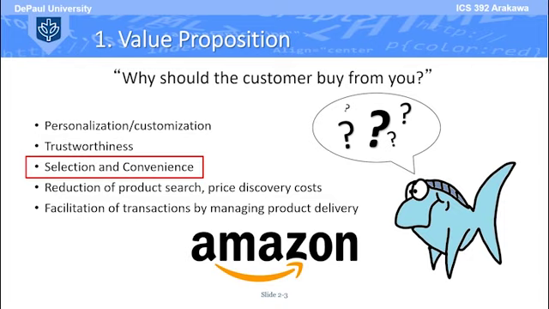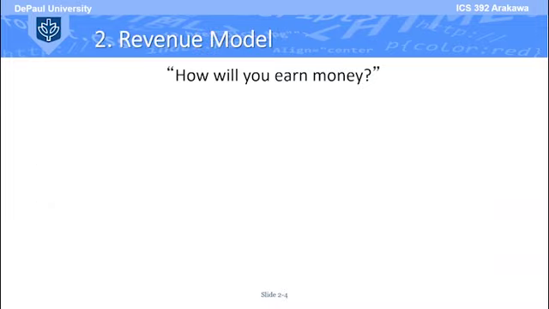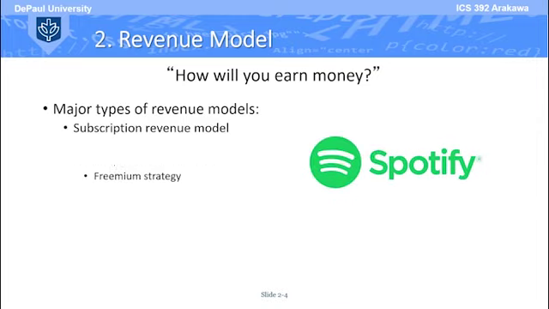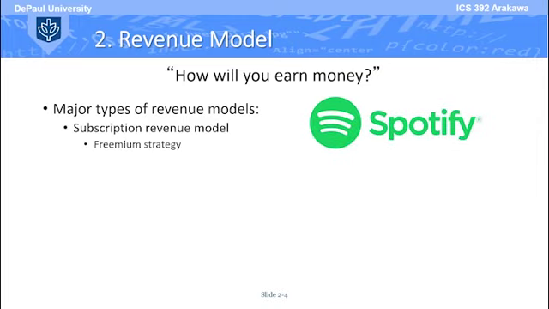Now we need to figure out how we're going to make money. So we're going to take a look at a couple of different models here. One of those is called a subscription revenue model, and that is where you pay a fee, like on Hulu. You have to pay a little bit of money, and you have to pay that on a periodic basis. The freemium strategy is what Spotify employs, and that is you can get the services of Spotify, listen to music, and they also have an upgrade so that you can pay for premium services where you don't have to listen to commercials and so forth.